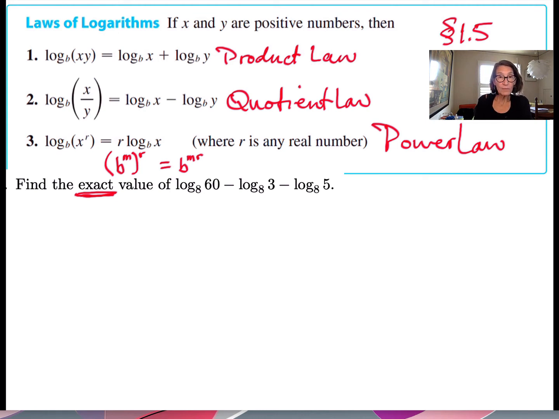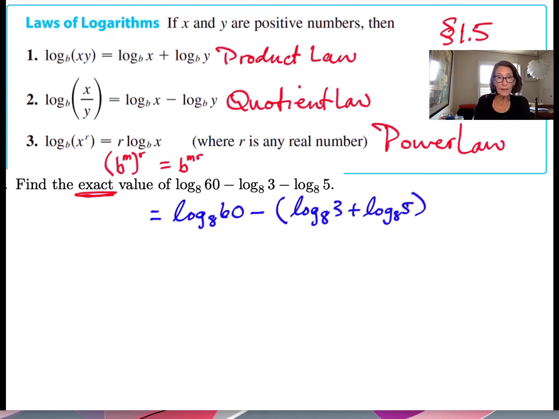So the first thing I'm going to do, and you could use the same laws in a different order, and it doesn't matter. It's totally legal. You'll be doing it correctly. You don't have to do it exactly the same way I do. The first thing I'm going to do is pull out a minus sign from the second and the third term. So I'm going to write it as log base 8 of 60 minus the quantity log base 8 of 3 plus log base 8 of 5.